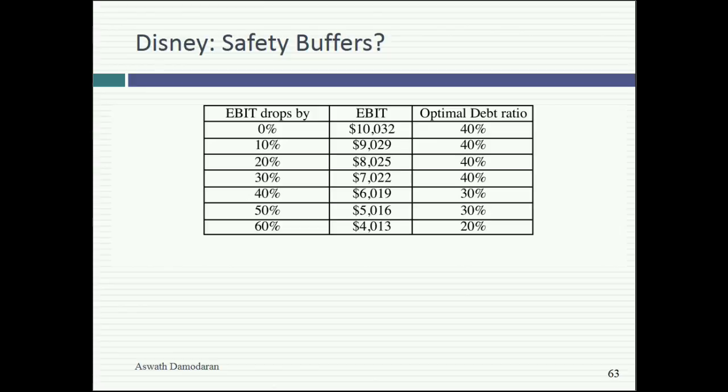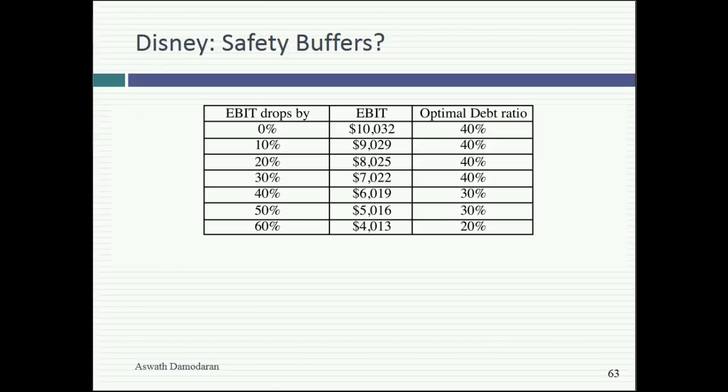So here's what happened. When I dropped my EBIT by 10%, nothing happened to my optimal. 20%, nothing happened. 30%, nothing happened. In fact, I had to get about a 35, 36, 38% drop in operating income before my optimal shifted. You're saying, so what? The worst year Disney's had in the last 25 years is a 29% drop in operating income. If you're a manager at Disney and you're at 12% debt, and I'm asking you to go to 40%, and you're conservative and say, what if something bad happens? What if we have a bad year?